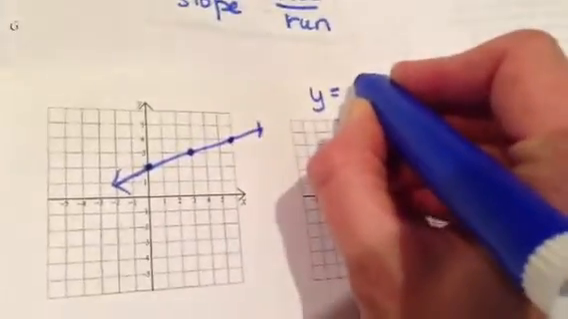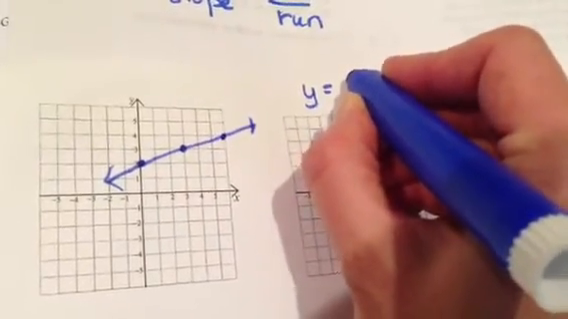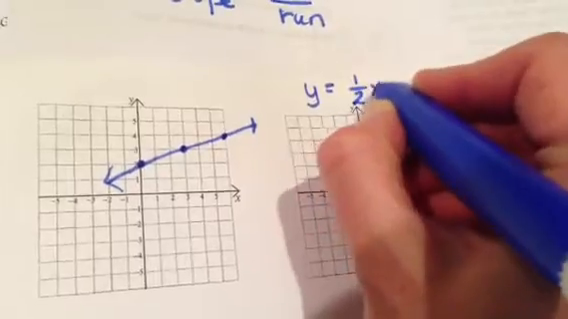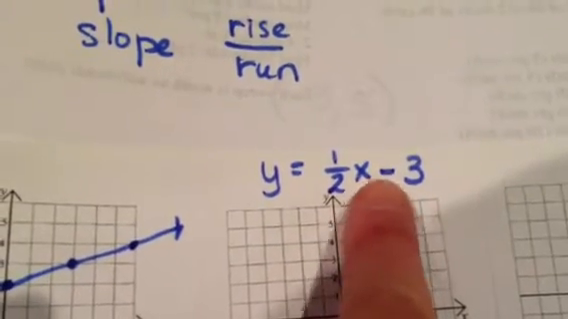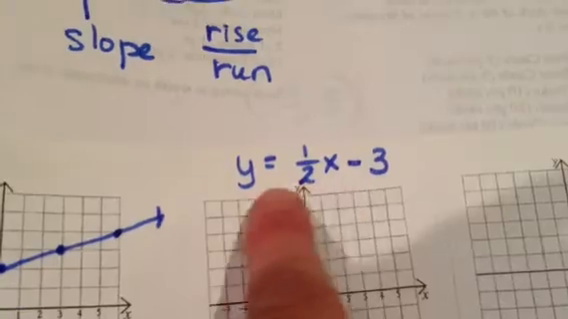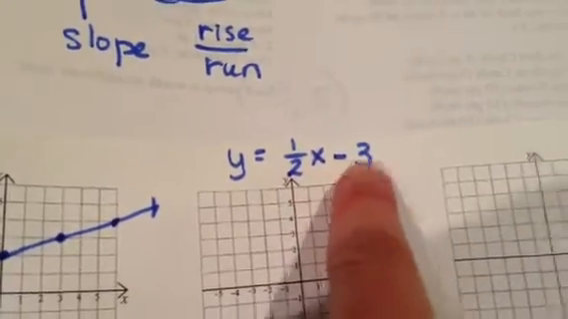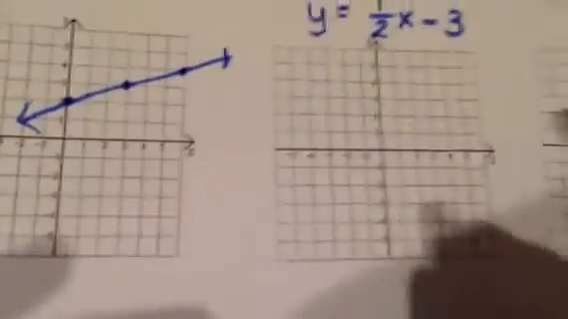Y equals, let's do 1/2 x minus 3. Okay, my slope is 1/2. It's the number in front of the x. My y-intercept is -3. So if I was going to graph this line, I'm going to go to -3 on the y-axis, and I'm going to make a point on -3.